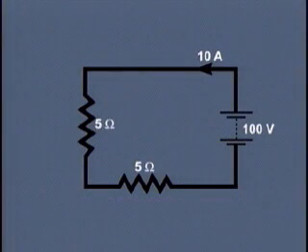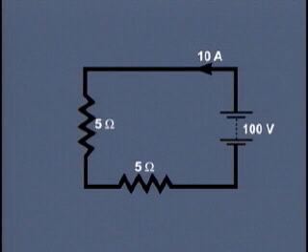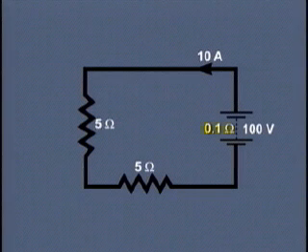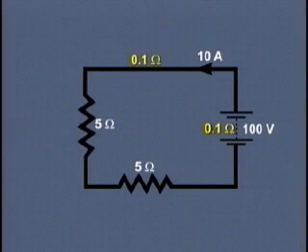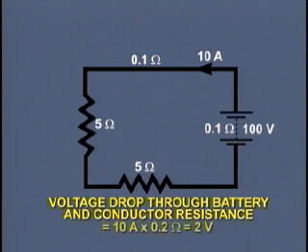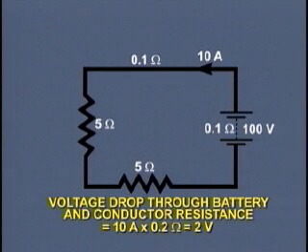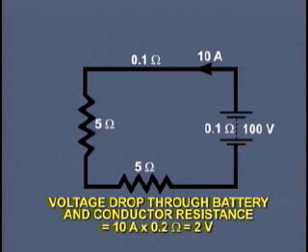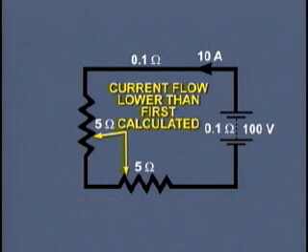However, when performing this calculation, we should also take into account the resistance of the battery itself, in this case 0.1 ohm, and also the resistance of the conductors of this circuit. Let's assume another 0.1 ohm. So the total voltage drop through the battery and conductor resistance is equal to 0.2 ohms times 10 amps equals 2 volts. So this means that the current flow through our resistors will be somewhat lower than we had originally thought, and consequently less effective.